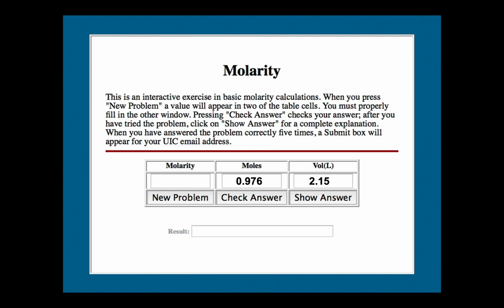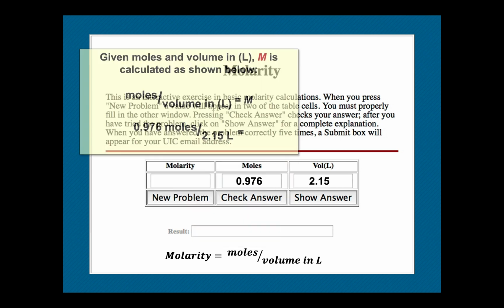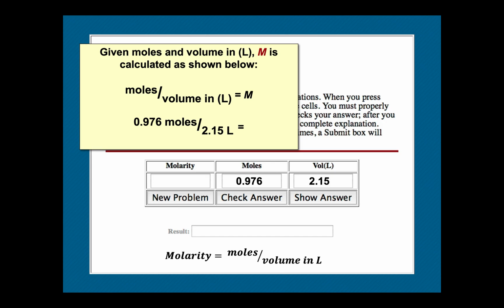So, we are given moles, we are given a volume. We know that molarity is simply going to be the moles divided by that volume in liters, which it is. Do the simple calculation. 0.976 divided by 2.15, 0.454 molar. Another one.